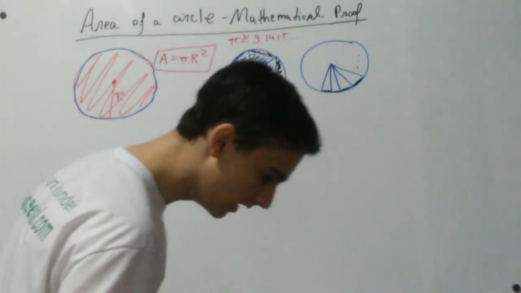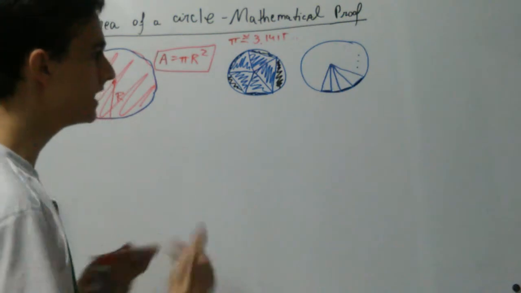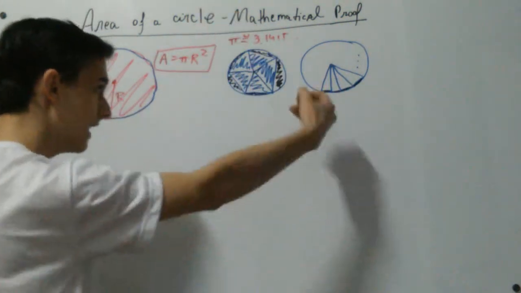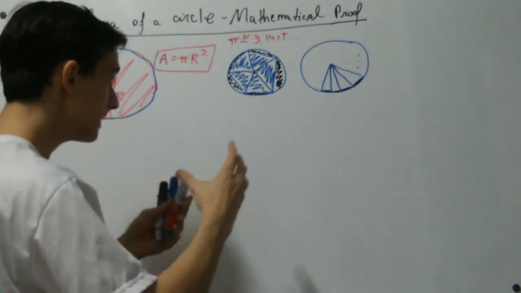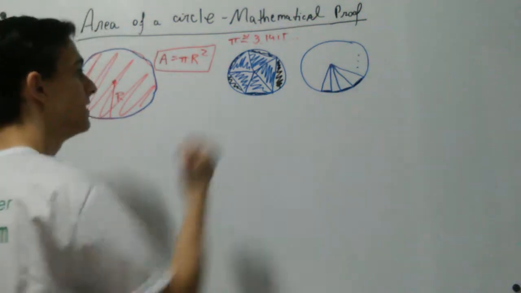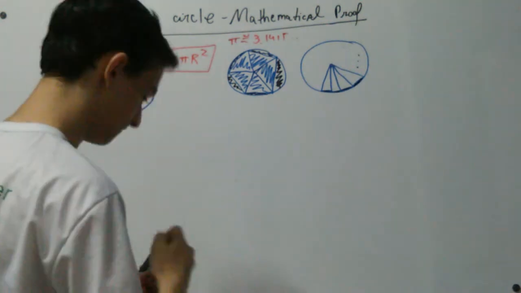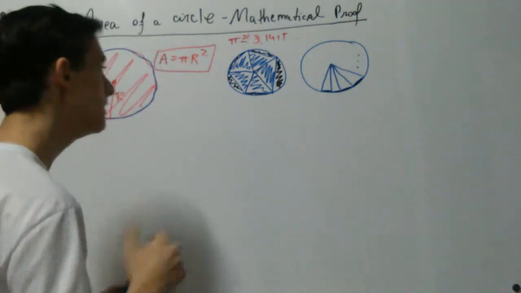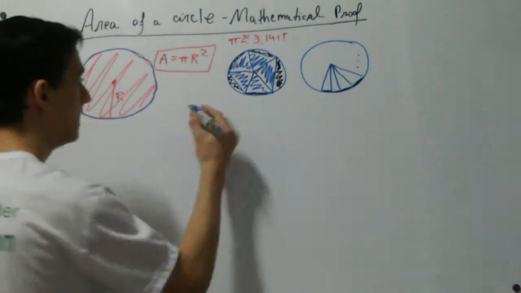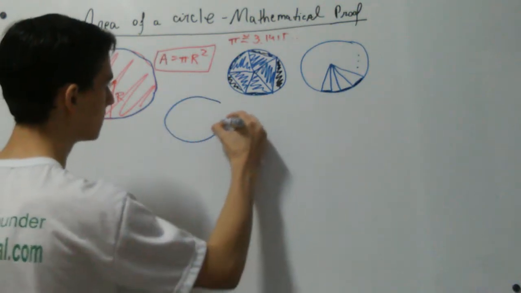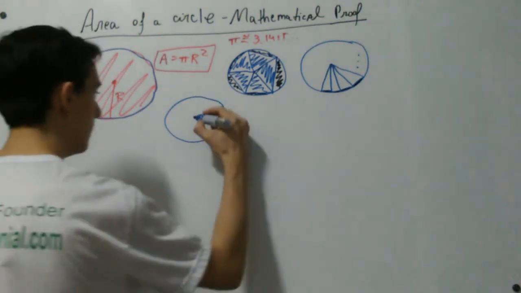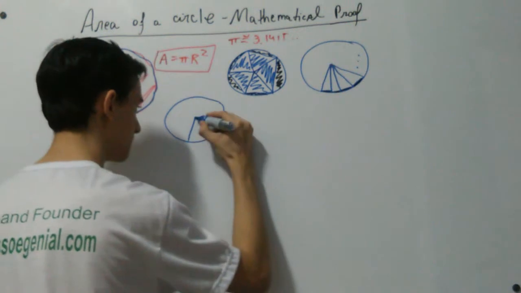So we can see that the more triangles we put inside the circle, the closer the areas of the triangles are going to get to the area of the circle. So we're going to divide the circle into even more triangles. Imagine we have the same circle, and we're going to have even more triangles.